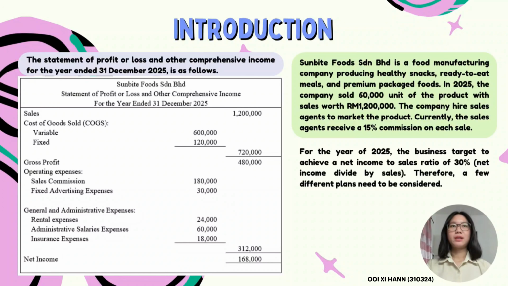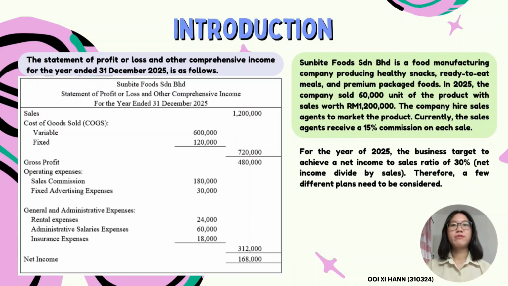I would like to start by talking about the introduction. Sunbite Foods Berhad is a food manufacturing company producing healthy snacks, ready-to-eat meals, and premium packaged foods. In 2025, the company sold 60,000 units of the product with sales worth 1,200,000 ringgit. The company hired sales agents to market the product. Currently, the sales agent receives a 50% commission on each sale.